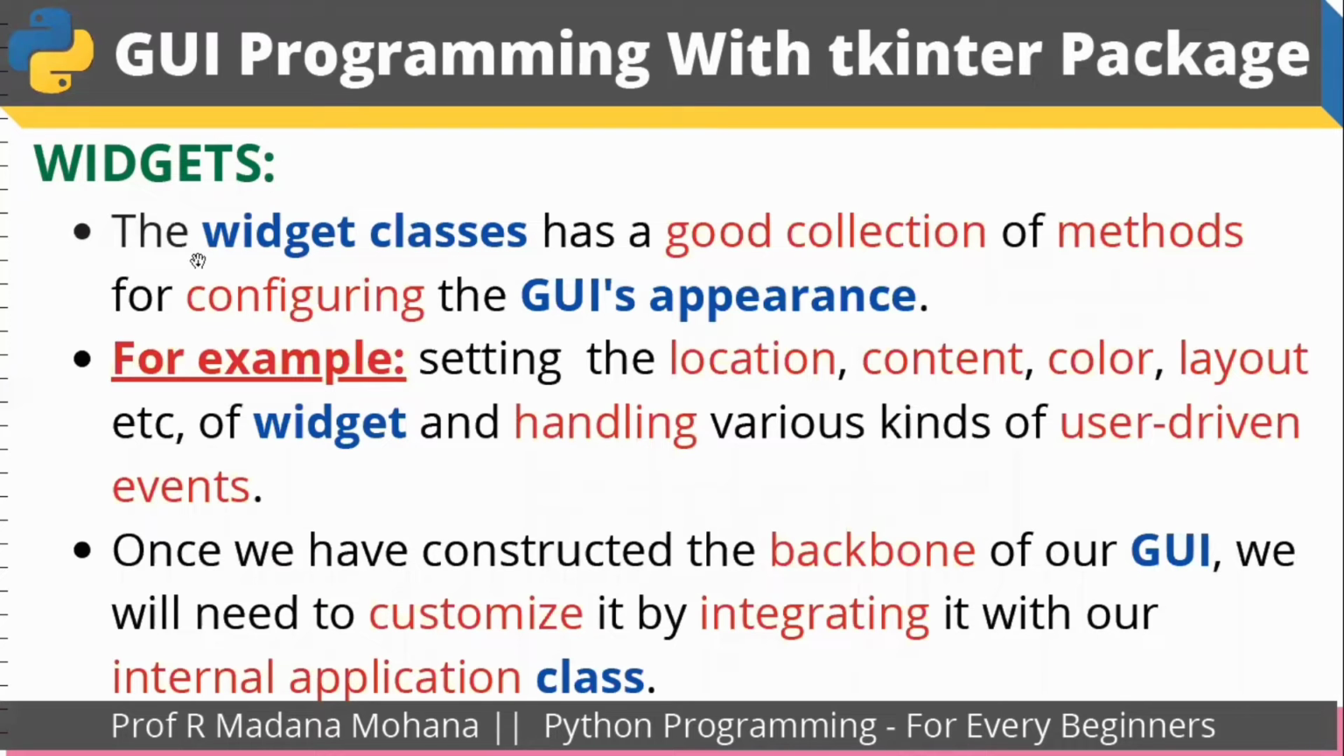There is one class called the Widget class, which has a good collection of methods for configuring the GUI's appearance. For example, if you want to set the location, content, color, layout, etc. of a widget and handle various kinds of user-driven events. Once we have constructed the backbone of our GUI, we will need to customize it by integrating it with our internal application class.